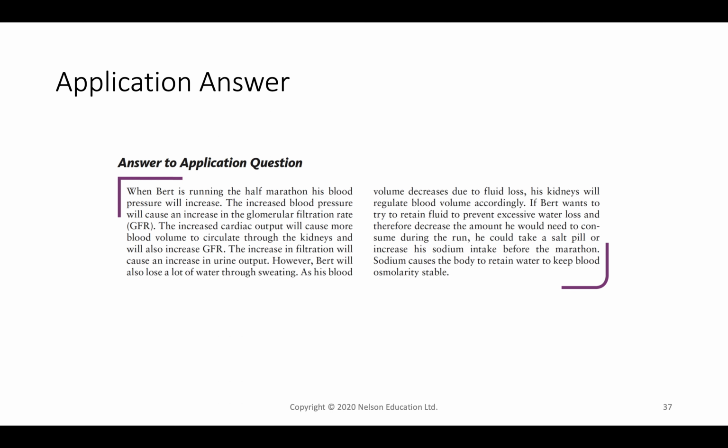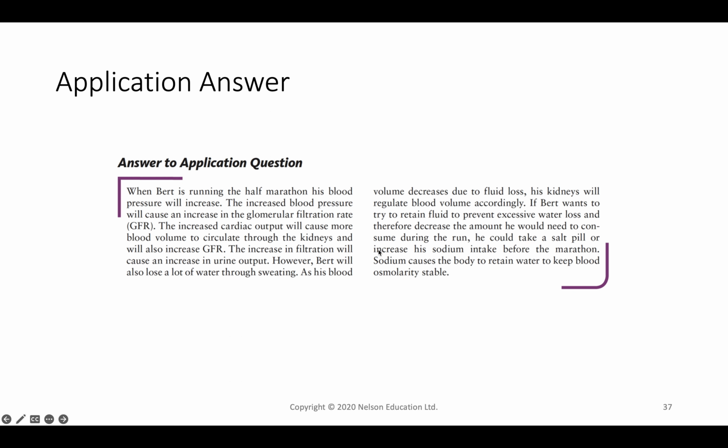However, he's also going to see a loss of water through sweating. So overall, he's going to have a loss of blood volume because of fluid loss throughout the body. So as that happens, his kidneys are going to regulate the blood volume accordingly. So as we start losing water through sweating, we're going to retain more water in the kidneys. So if Bert wants to try to retain fluid to prevent excess water loss, he could either take a salt pill, or he can increase the amount of water that he drinks through the run.